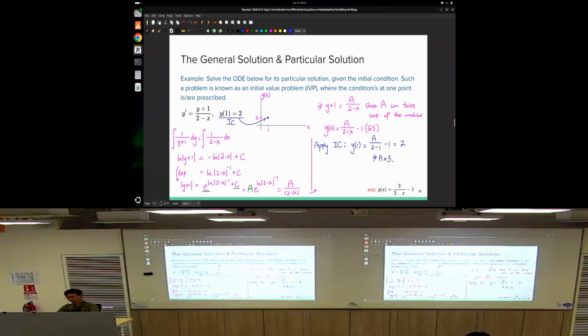So after you get a equals to 3, all you need to do is substitute a into the general solution. So just substitute into the general solution, and you get y equals 3 over 2 minus x, minus 1. This is called your particular solution.